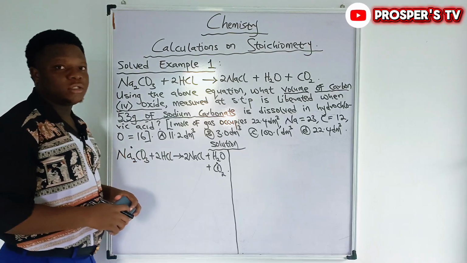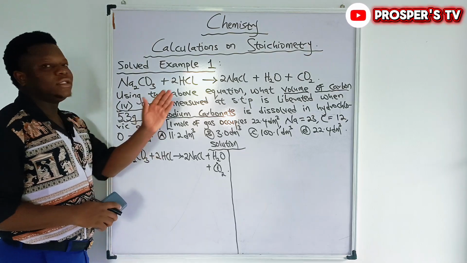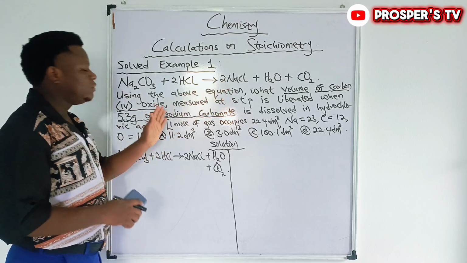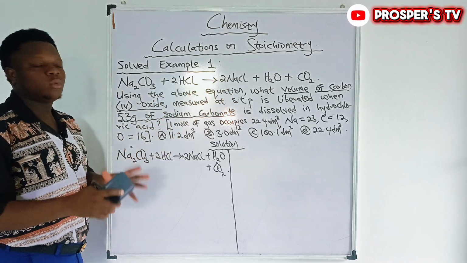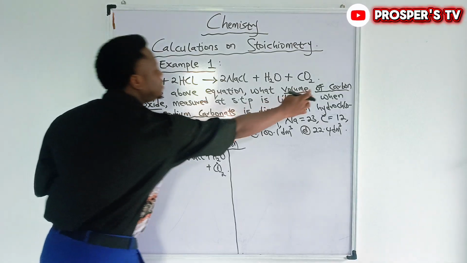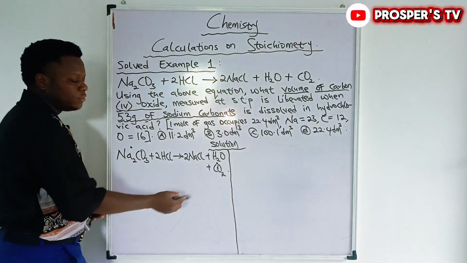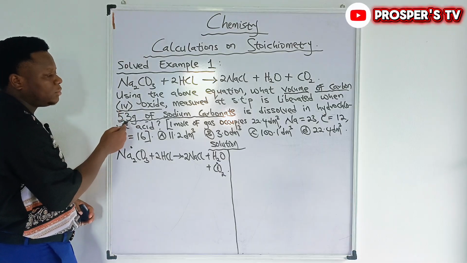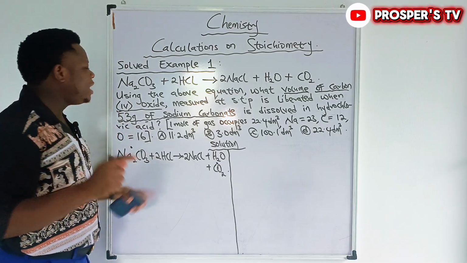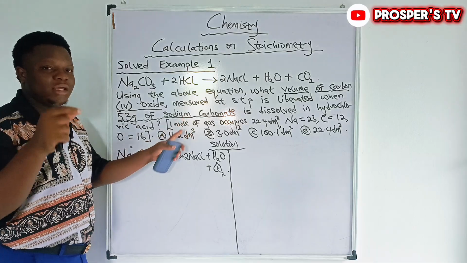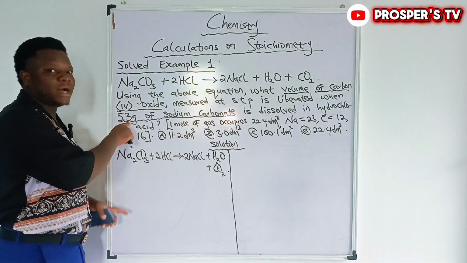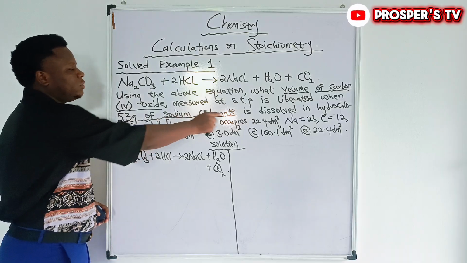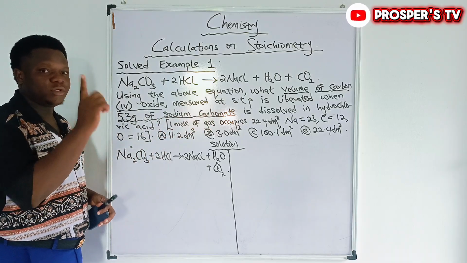After identifying them, what's the next step? The next step is to identify the quantity, the amount of each of those species is being expressed in terms of what? For example, carbon 4 oxide, the amount is being expressed in terms of volume, while sodium carbonate, the amount is being expressed in terms of mass. Now, whenever a species' amount is being expressed in terms of mass, the first thing you should do is calculate the molar mass of that particular compound. That should be your first step.